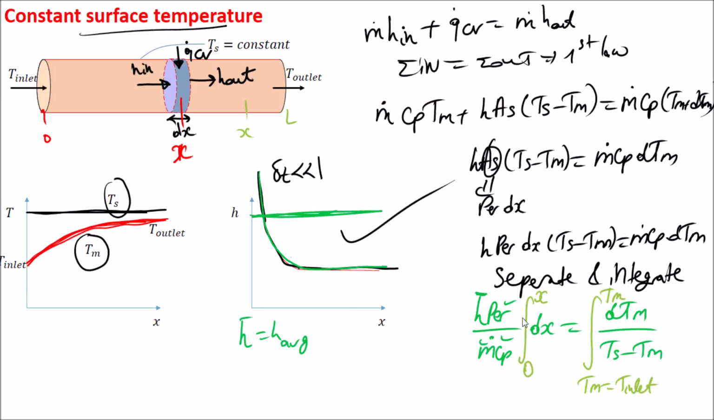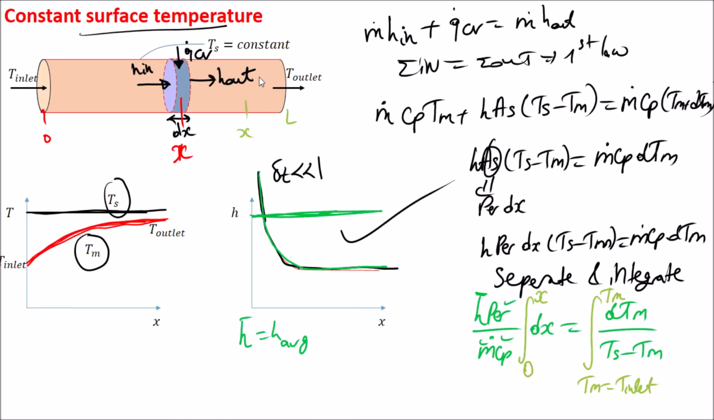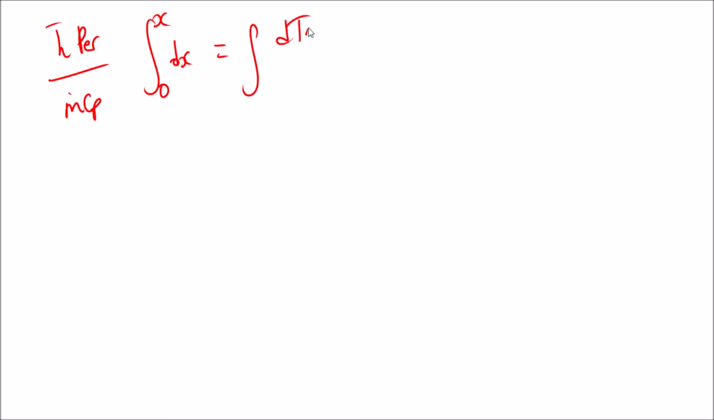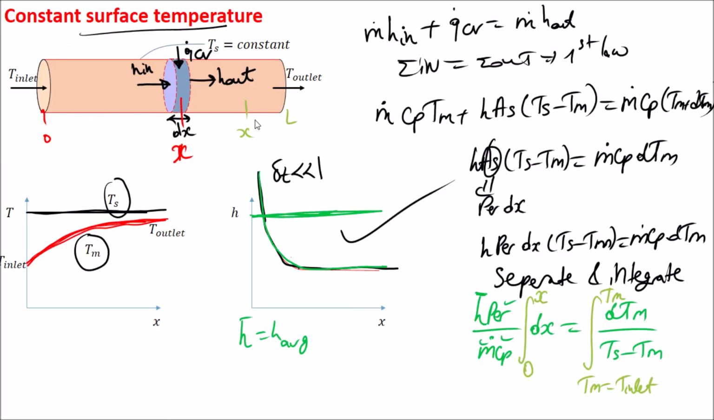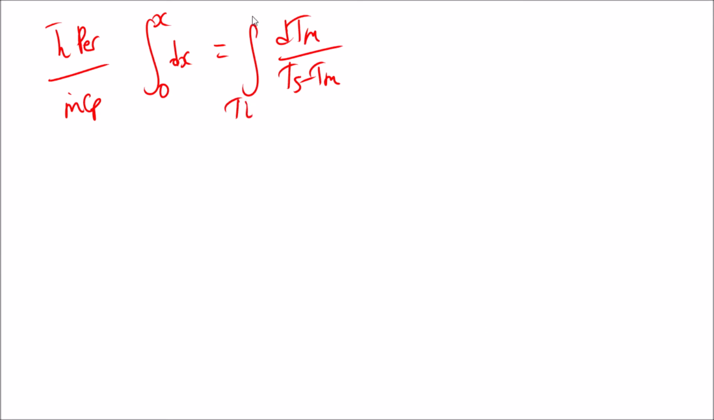So if I write the formula here, we have h perimeter, m dot Cp dx, from 0 to x, and on the right-hand side I will have dTm divided by Ts minus Tm, from T inlet to Tm. Okay, so then if I integrate, you will have h perimeter divided by m dot Cp, into x.